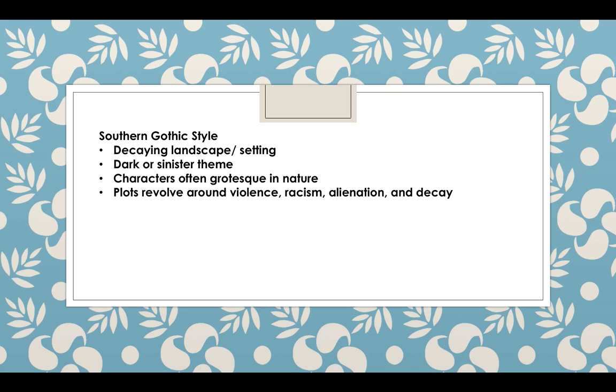And finally, in Southern Gothic literature, the plots will revolve around violence, yes, racism, yes, alienation, yes, and decay. So we have all of these things present in A Rose for Emily. Generally, the Southern Gothic style is common among stories that are set after the Civil War because, as we said, you had all these previously grand houses and grand families who, between the period before the war and after the war, kind of fall apart. And so Southern Gothic literature examines kind of the ghosts of those previously noble families.